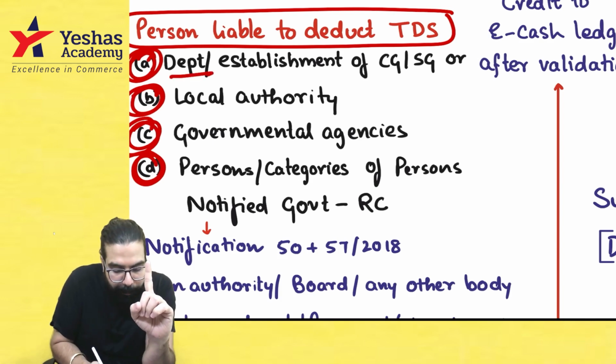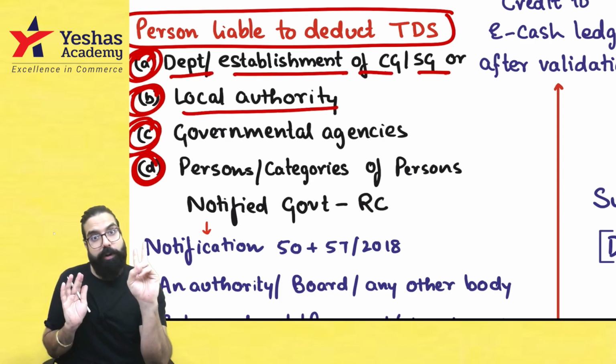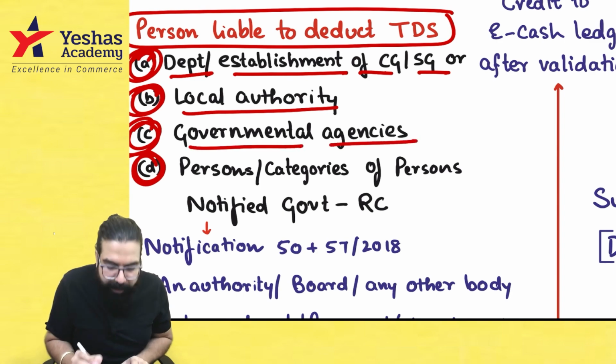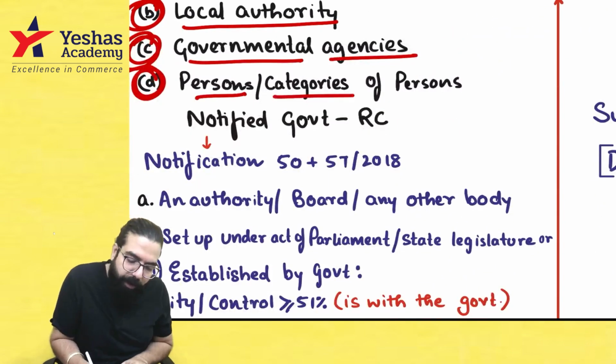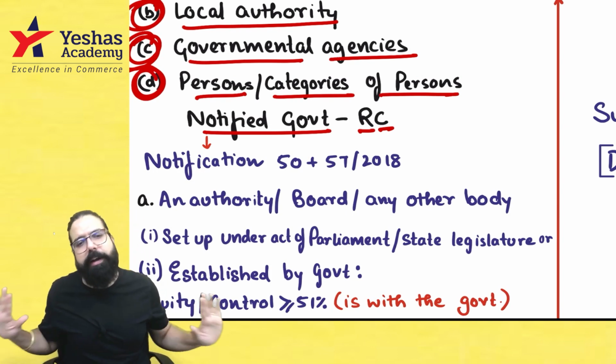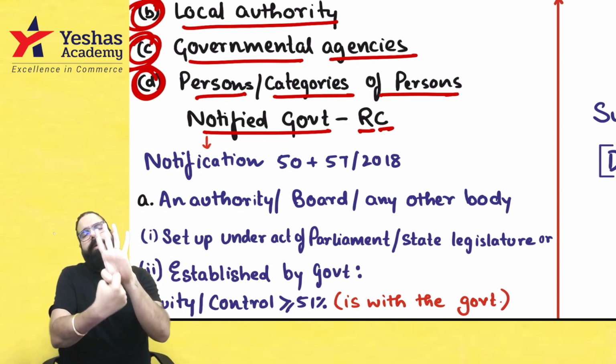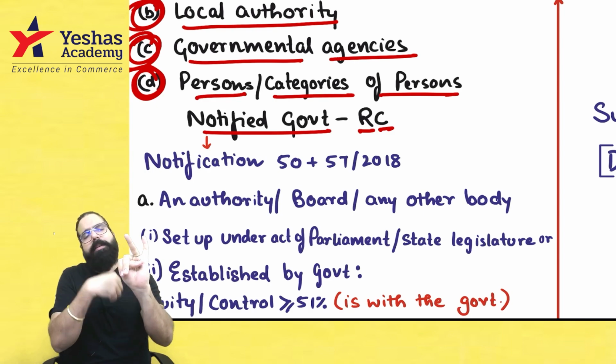One was a department or establishment of central government or state government. Number 2, if you are a local authority. Number 3, if you are a governmental agency. Number 4, a person or category of persons who are notified by the government on the recommendation of the council, who have to deduct TDS. So who are TDS deductors, everyone? Department of central government, state government, local authority, governmental agency or notified category.